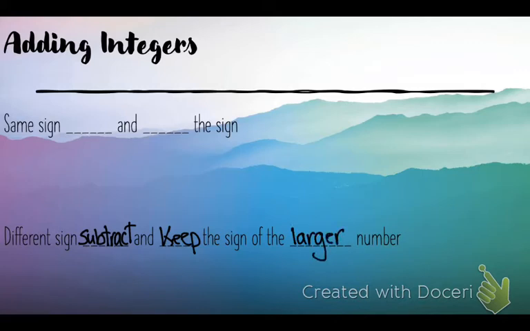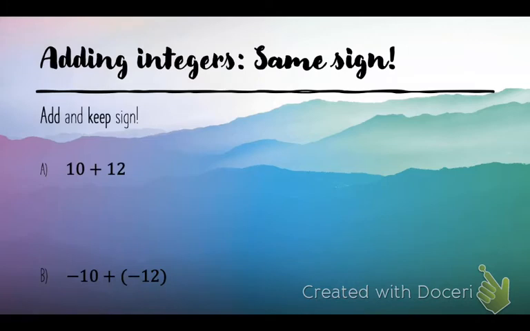Okay, so same sign we add and keep sign. Different sign we subtract and we keep the sign of the larger number. And I'm telling you, if you can memorize these rules or at least have them written down and you just look back at it, integers should not be that difficult. Okay? All right, so adding integers, same sign. Again, we add and keep the sign.